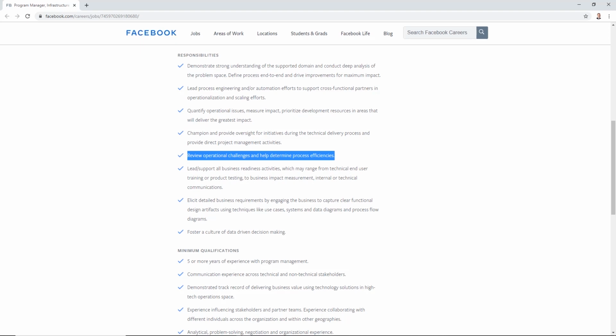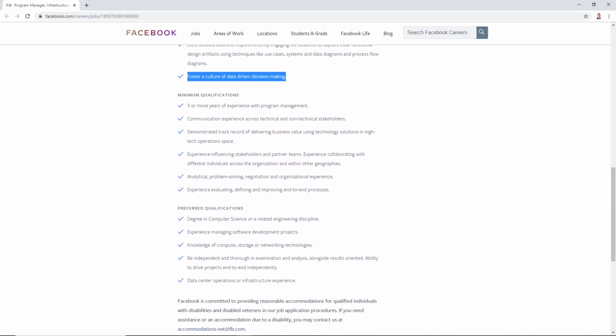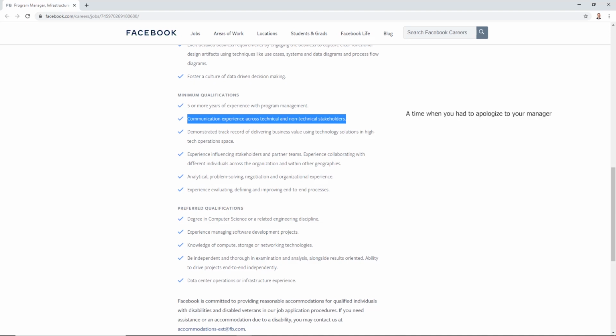Review operational challenges and help determine process efficiencies. Give me an example of when you improved the efficiency of a process. Foster a culture of data-driven decision-making. Tell me about the time when you used data to develop a strategy. Communication experience across technical and non-technical stakeholders. Tell me about the time when you had to apologize to someone. Or tell me about the time when you had to motivate your team.